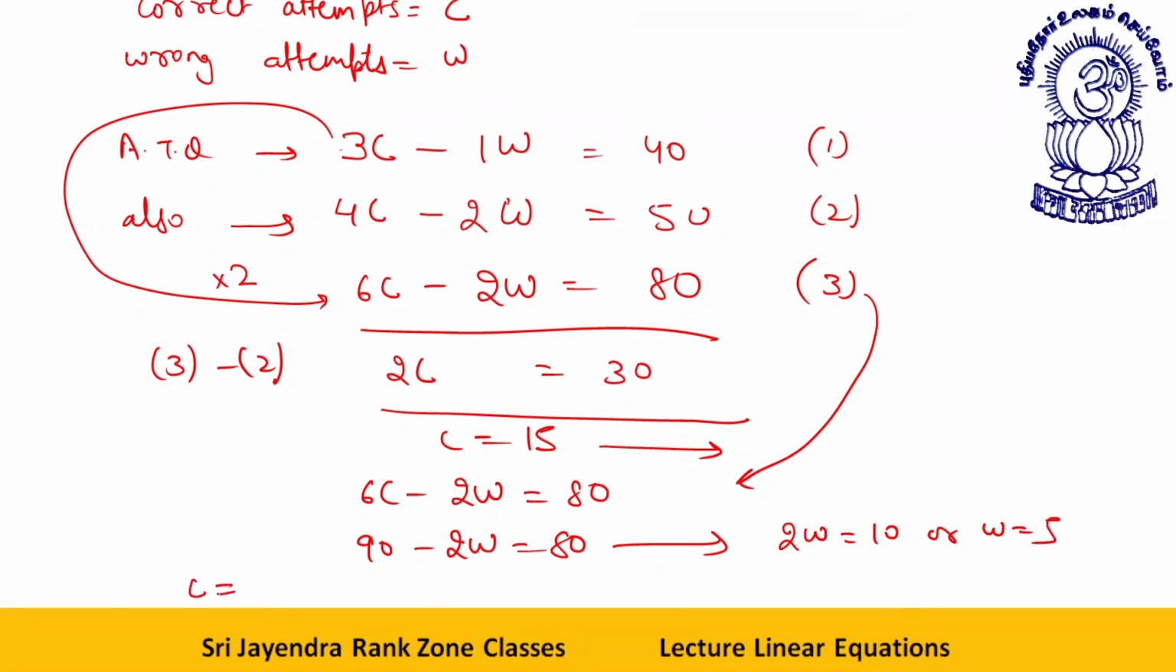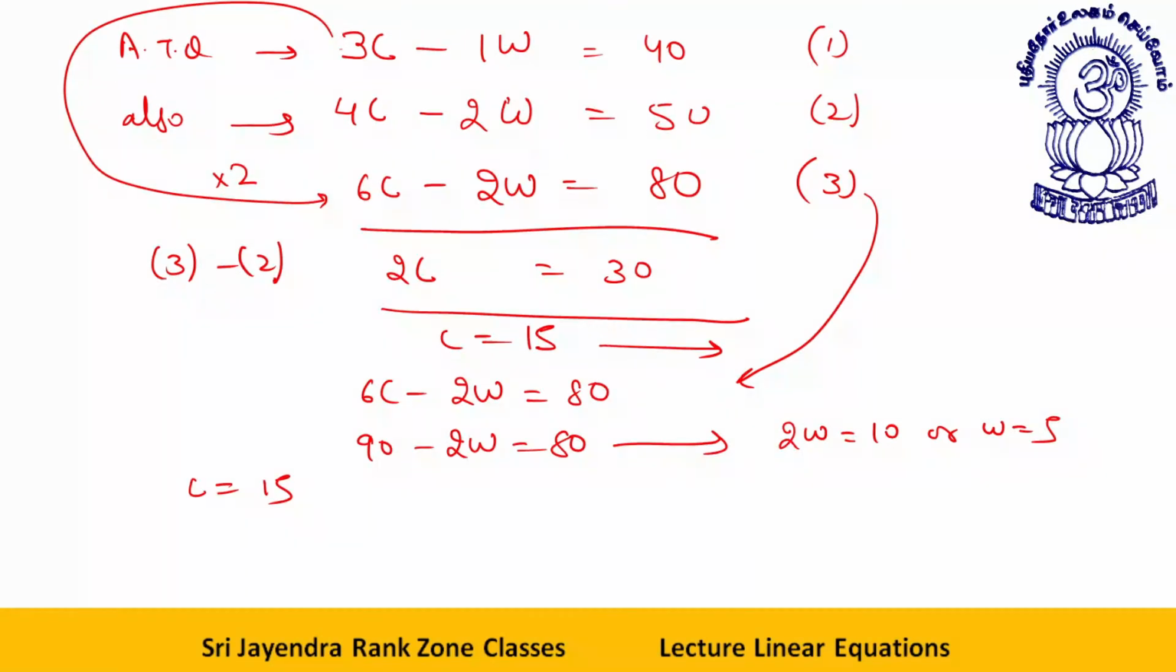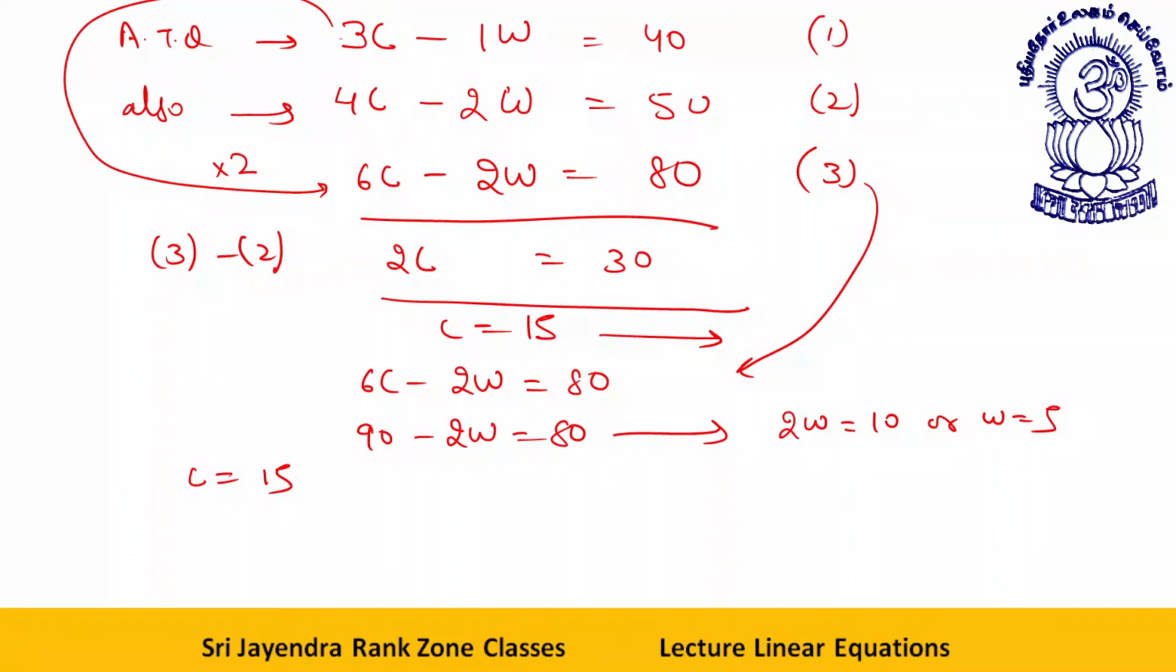So correct is how many? 15. So I will say wrong is equal to 5. So total how many questions attempted? Total is equal to 20 attempts. Okay, dear students. Fine.